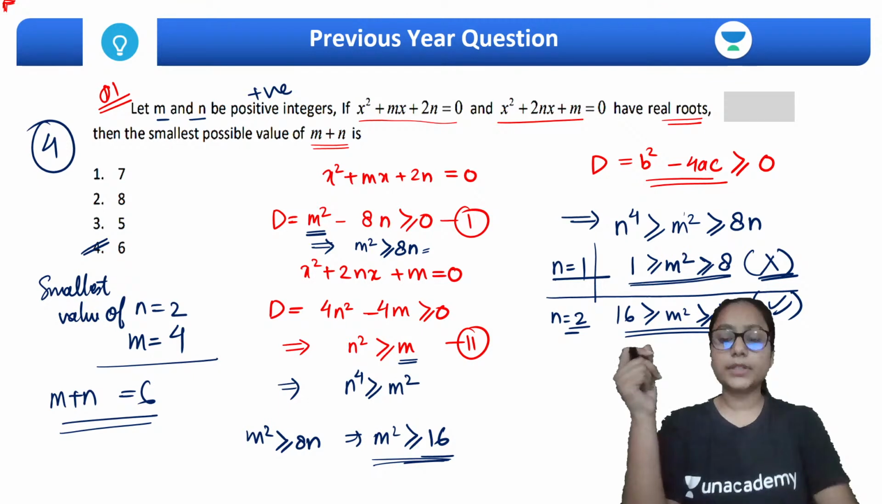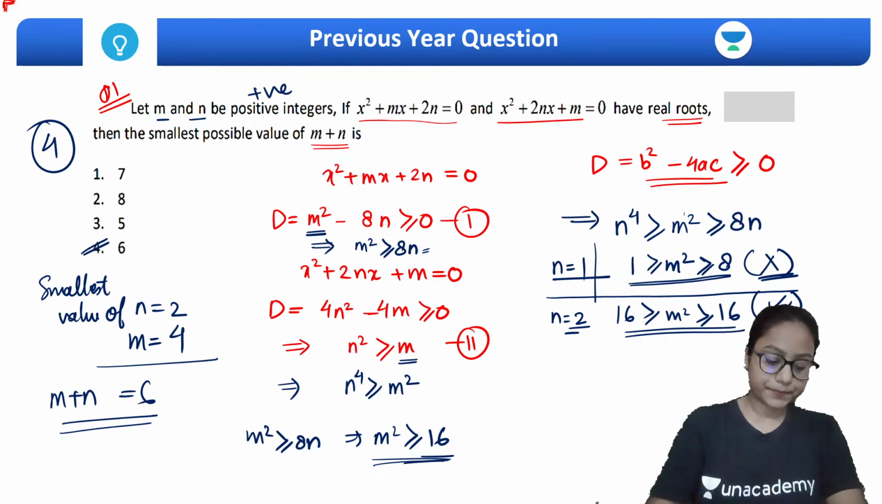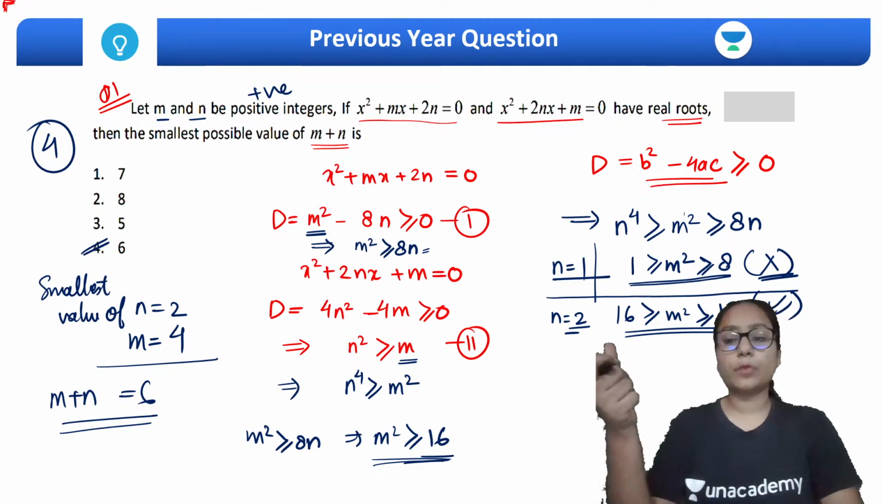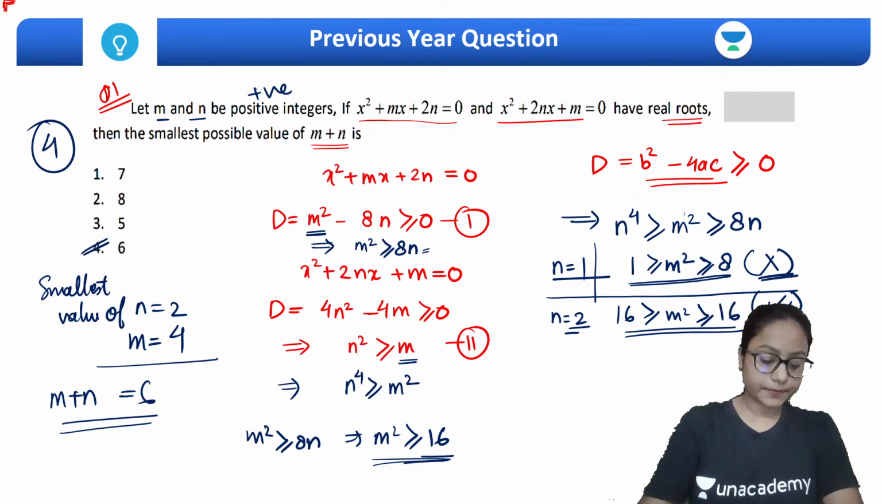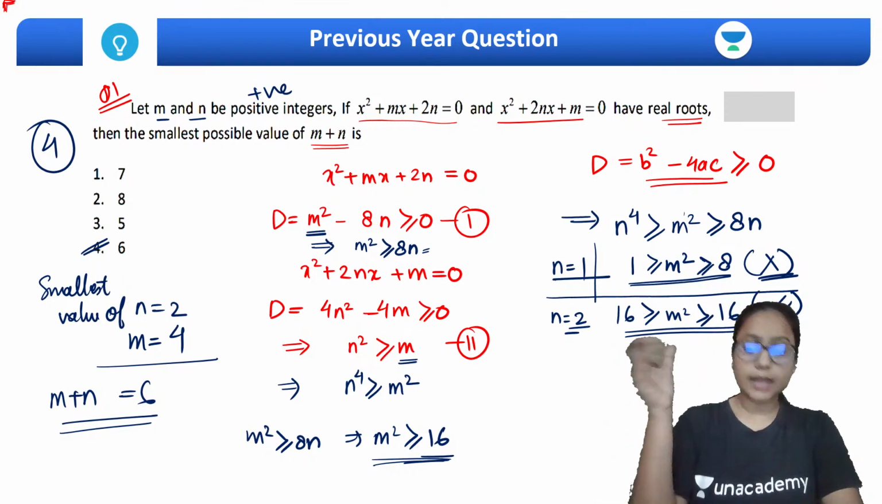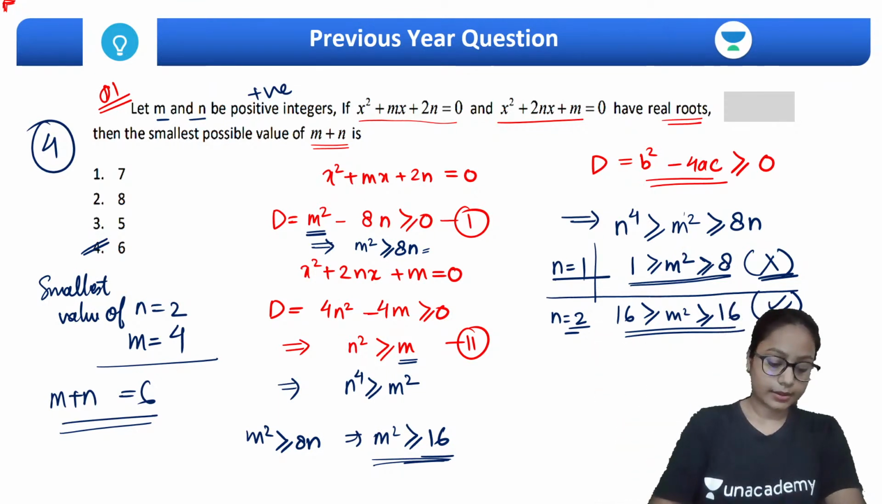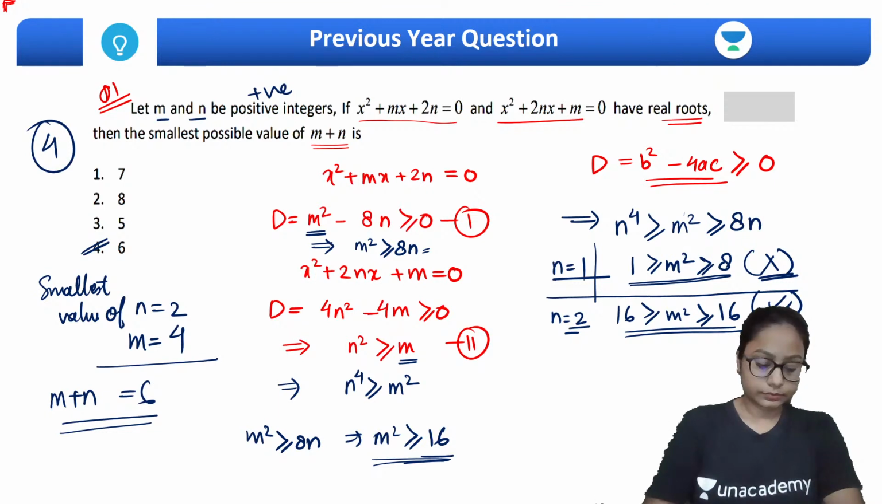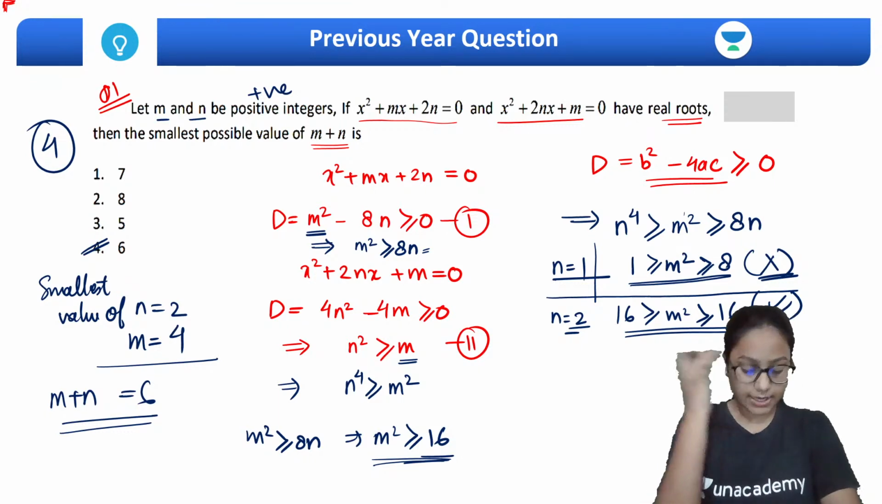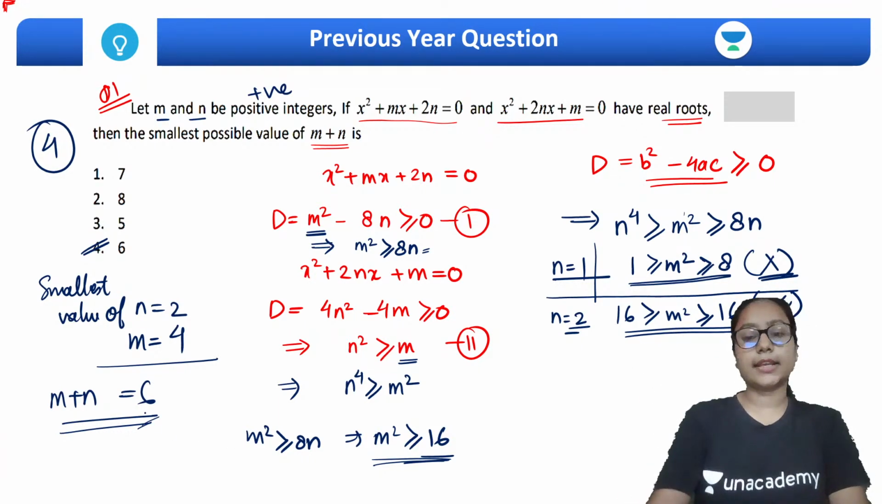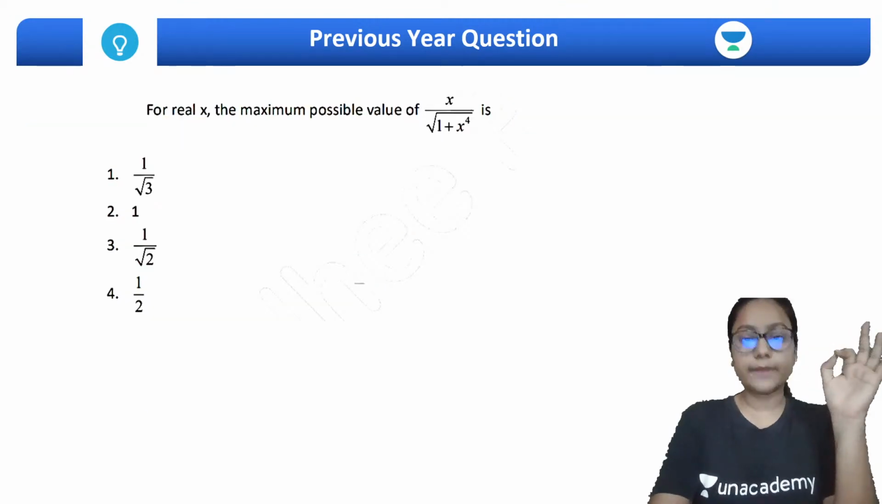I hope this question is clear, everyone. Please confirm, all of you, if this question is clear. Done? Should we move on to the next question? Yes, okay. Great. m plus n is 6. Alright, let's do the next one.